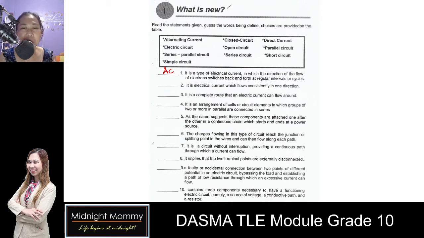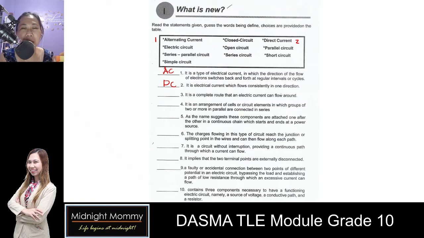Next, number 2, it is an electrical current which flows consistently in one direction. Okay, so ang sagot dito is direct current. So, DC na lang ilalagay ko. Okay, so again, ito yung alternating current natin ang number 1. Yung direct current natin ang number 2.